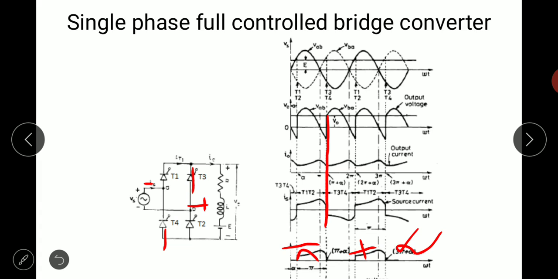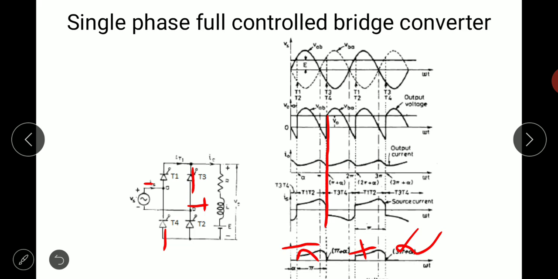Since the current has two paths, the current has path through T1 and T2 also, and the current has path through T3 and T4 also. So instead of flowing through T1 and T2, now the current will be diverted towards thyristor T3 and T4. So T1 and T2 were already reverse biased, and now since the current has been diverted, the current has become 0 through thyristor T1 and T2. That means T1 and T2 will get commutated at this instant.